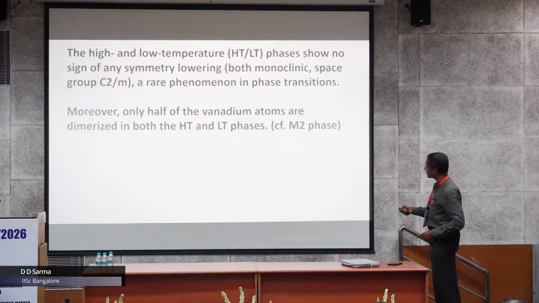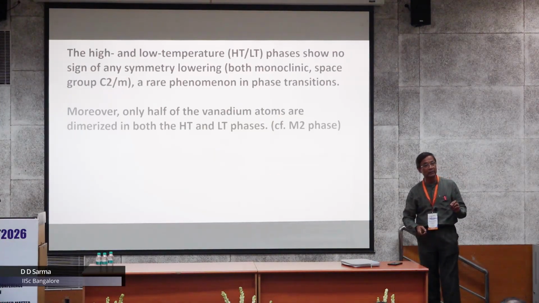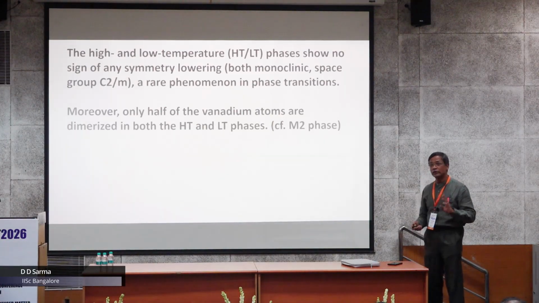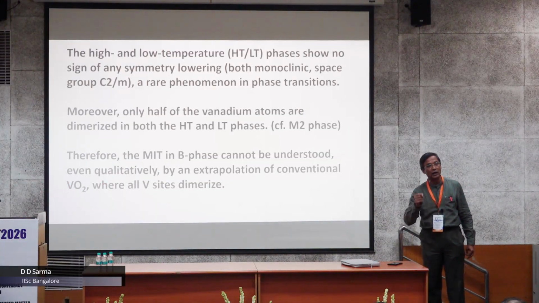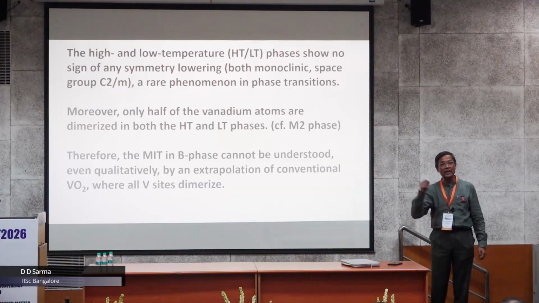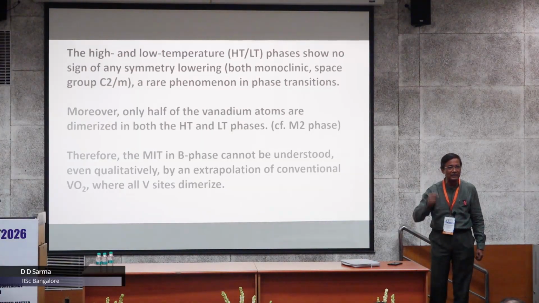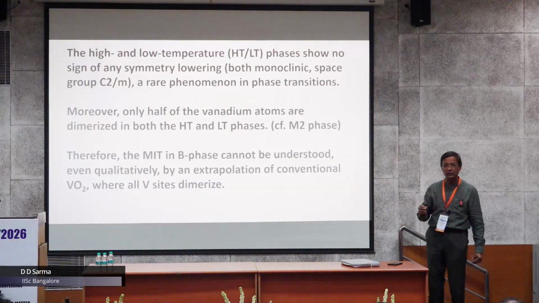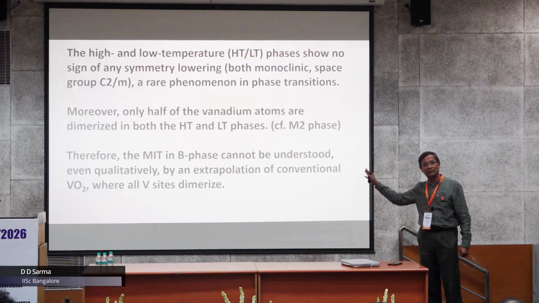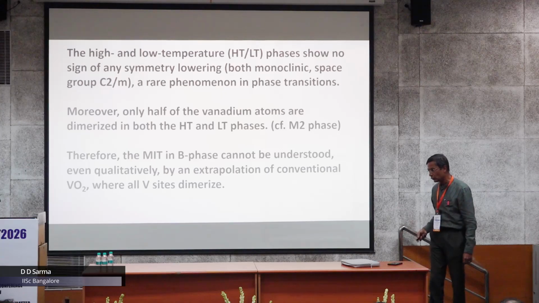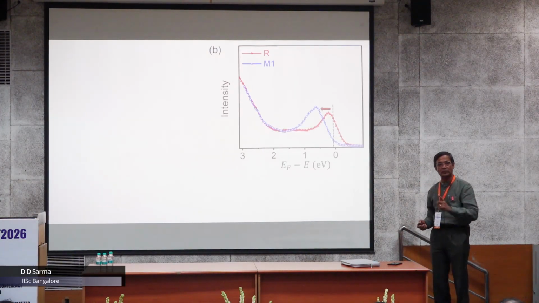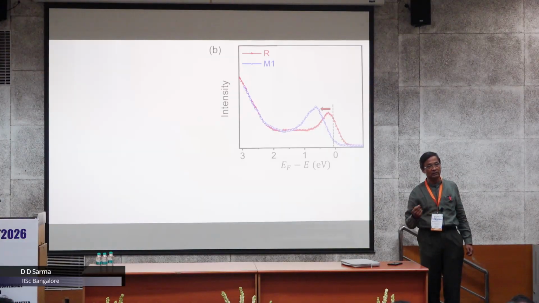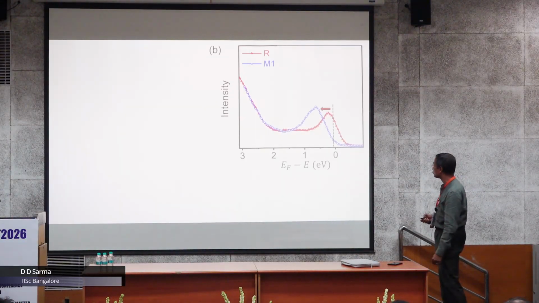And the other aspect that I have already talked about is half of the vanadium atoms are dimerized, the other half not, which implies that I cannot even think of extrapolating what I understand of R to M1 phase transition, where the dimerization of all vanadium atoms is essential to understand the metal insulator transition, to understand the physics that I'm seeing in the B phase. B phase is a qualitatively different beast. And how do we try to understand that? So we started looking at it with spectroscopy, and I'll contrast the spectroscopic results for you to appreciate the drastic, qualitative difference between the two cases.